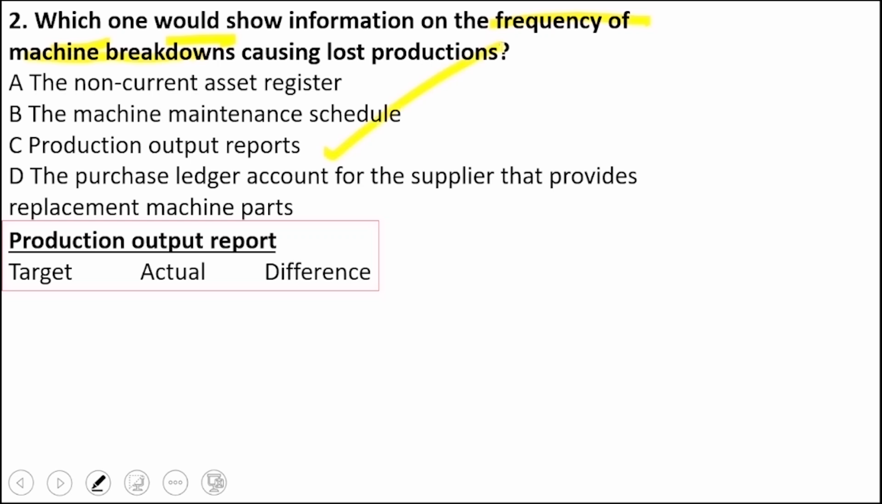Now, just for your information, we will go to option D also. The purchase ledger account for the supplier that provides replacement machine parts. The purchase ledger account will definitely not show the details of frequency of machine breakdowns. So the right answer is option C, production output reports.